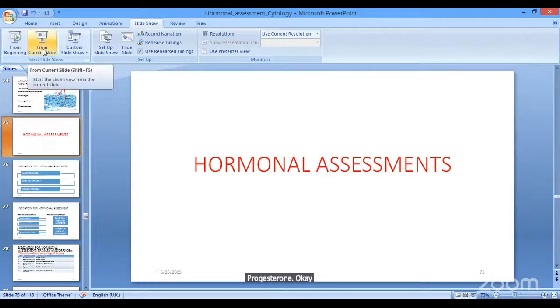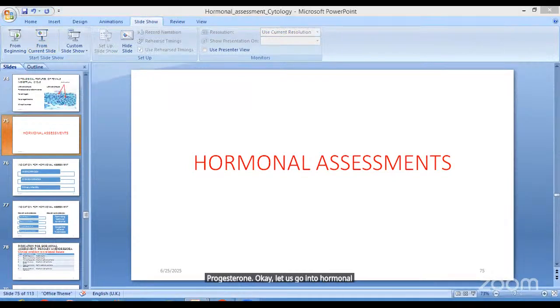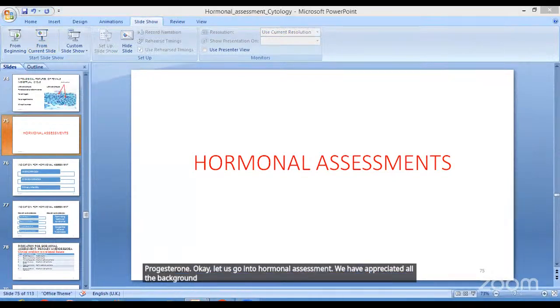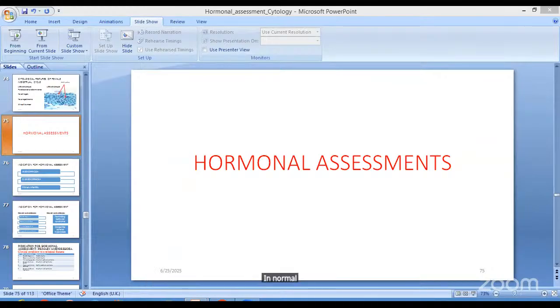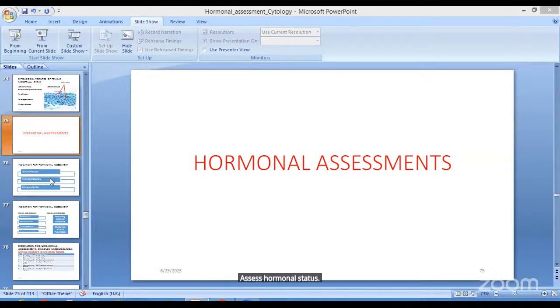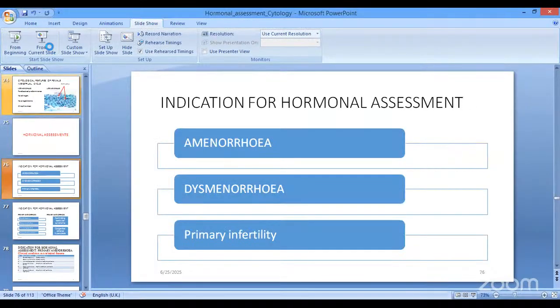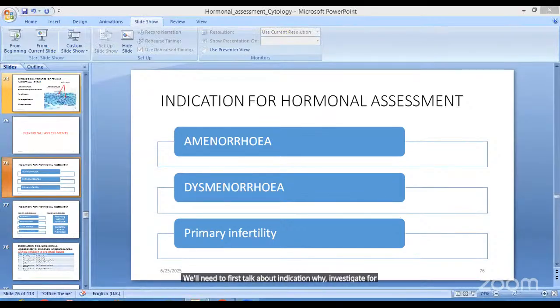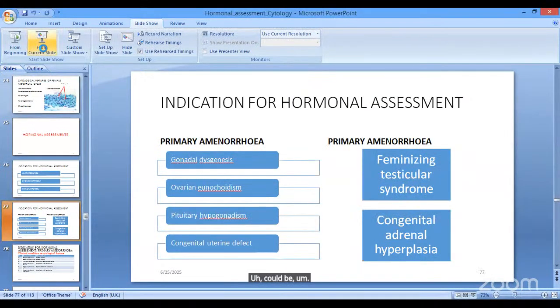Okay, let us go into hormonal assessment. We have appreciated all the backgrounds and the cytological features of cells we should see in the normal menstrual cycle. So how can we use that knowledge to assess hormonal status? We will need to first talk about indications. Why investigate hormonal status? It could be amenorrhea, dysmenorrhea, primary infertility.